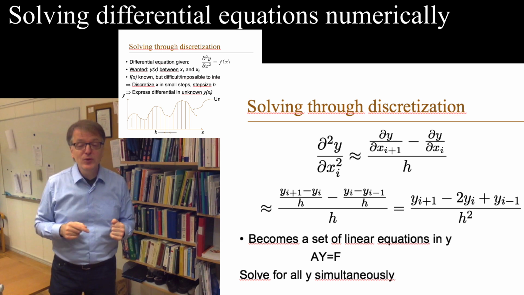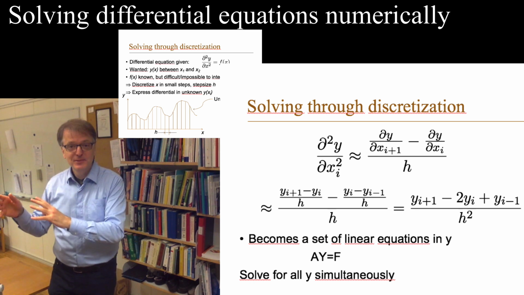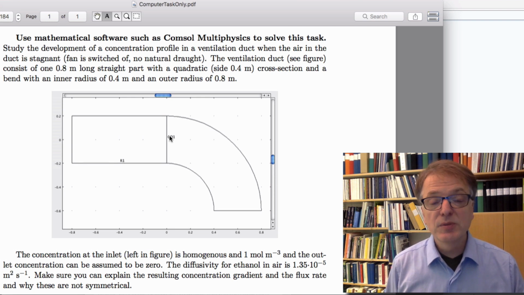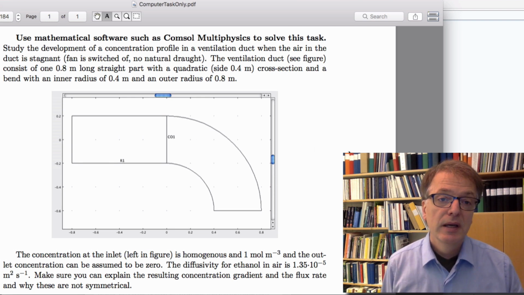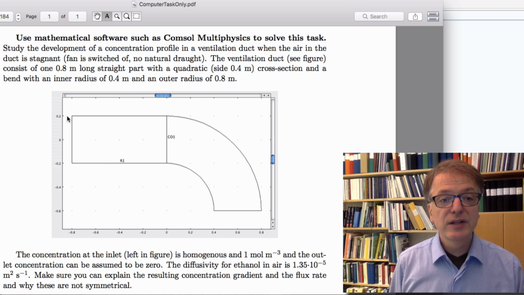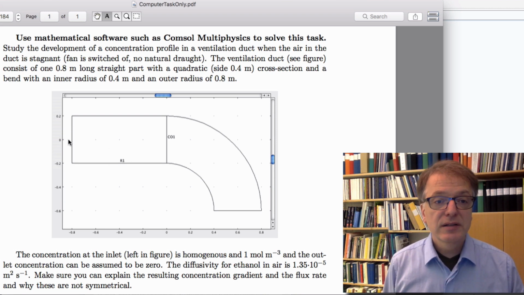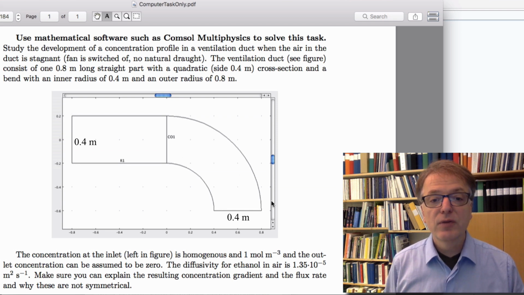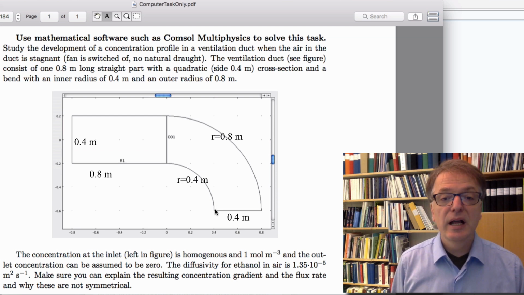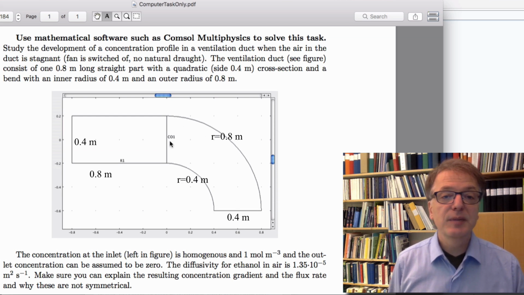And if you don't want to solve that by hand, it's time to introduce Comsol Multiphysics by solving a simple mass transfer task. In this problem we have a ventilation duct, and it looks like this: straight part and then a bend, and it's 0.4 meters wide here and 0.4 meters wide there, 0.8 meters in the straight part here, and then the bend has an inner radius of 0.4 meters and an outer radius of 0.8 meters.